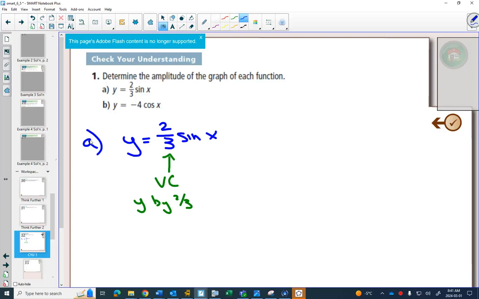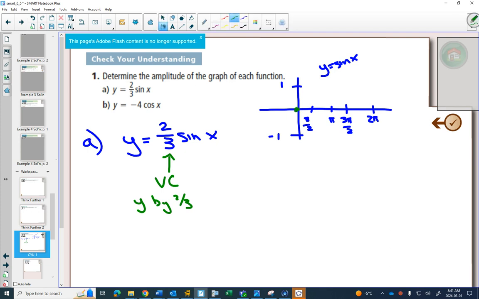And so in your head, you would have your axes family. And in your head, you would think of your regular sine graph. And a sine graph starts at 0, then goes to a maximum, back to 0, down to a minimum, back to 0. Here's your regular sine graph. Now, we are going to do a vertical compression by a factor of 2/3, which means we multiply all of our y values by 2/3.